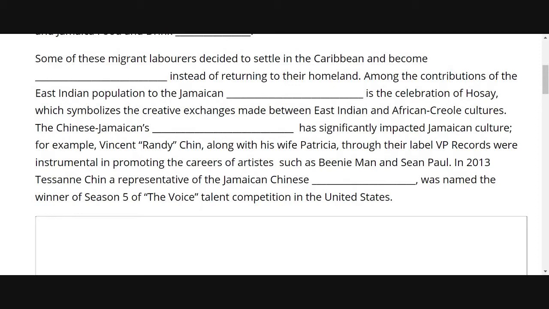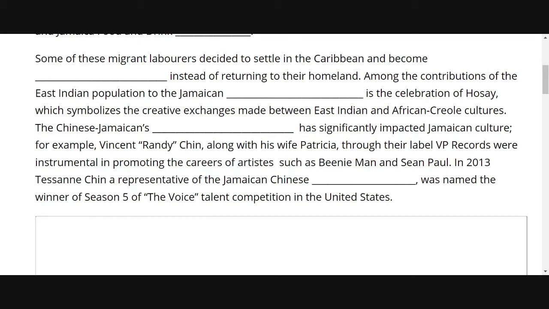Among the contributions of the East Indian population to the Jamaican what is the celebration of Jose? What should go here? Among the contributions of the East Indian populations to the Jamaican what? What should go there? That one has some people, because I see Megan saying ethnic groups. I'm not so sure about that.